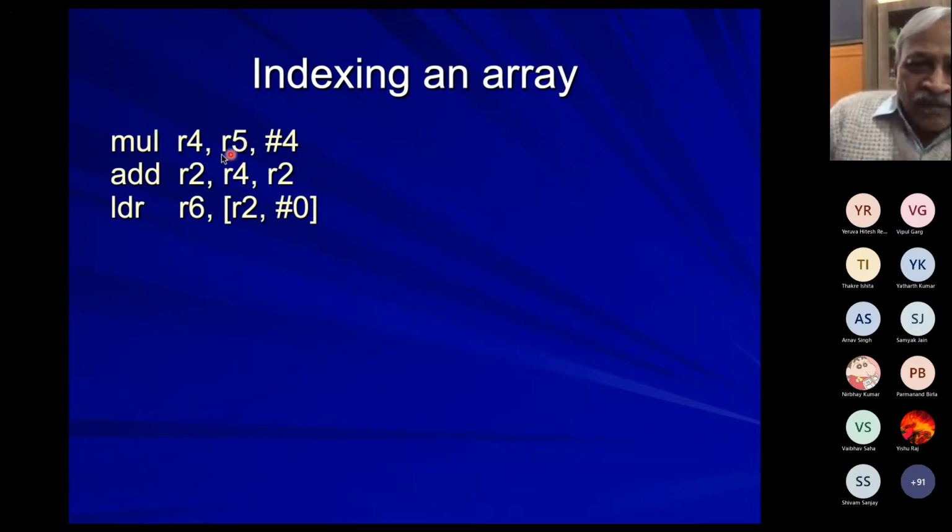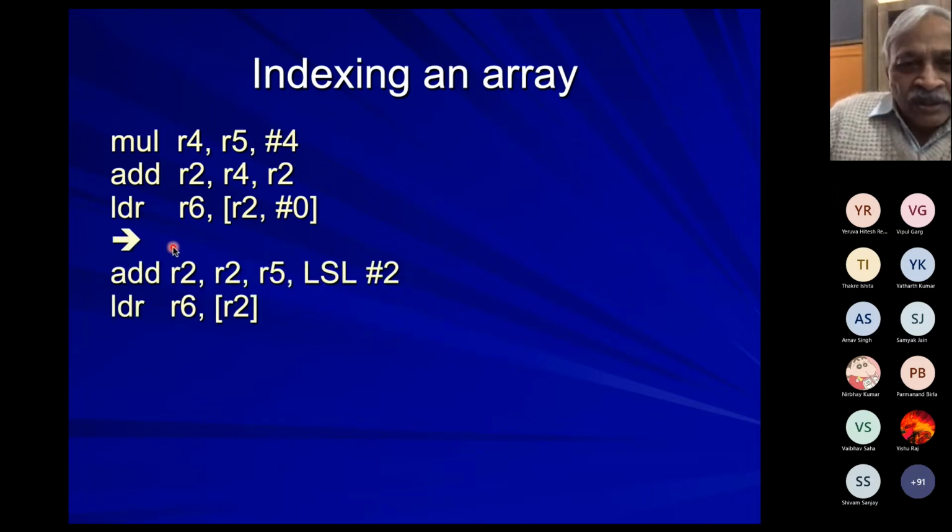So anyway, the attempt here is to take the index, multiply by 4, and add it to the base, and you get the address in register R2. Then R2 with no further offset can be used to address memory and load the data into R6. If you want to do that using shift, the shift can be incorporated within the add instruction. So you are saying ADD R2 and R5, where the second operand goes through a logical left shift by 2 positions.